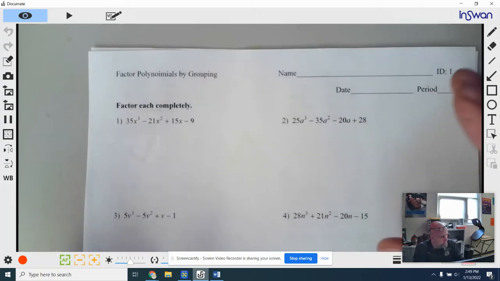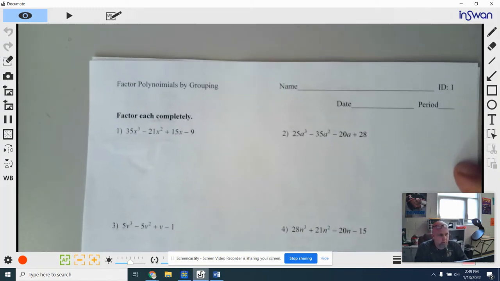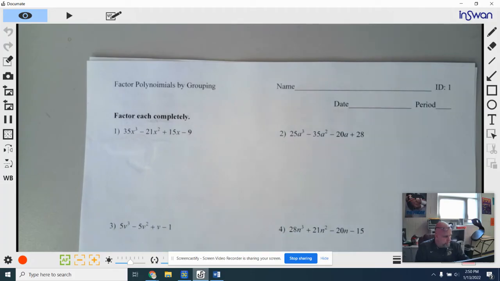Okay, for today's lesson, you're going to need the sheet that says factor polynomials by grouping. So today we're going to take what we've learned and piece it all together with factoring, with greatest common factors. I think you're going to find today fairly easy once you catch on to the whole pattern behind it.